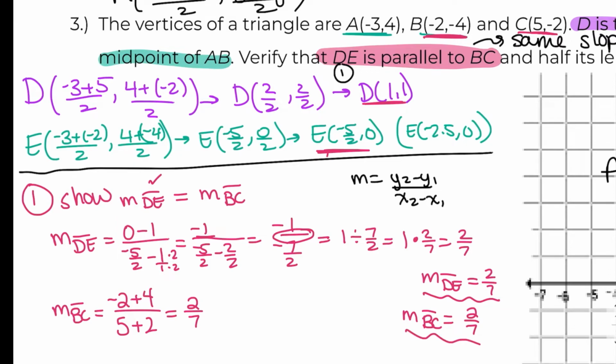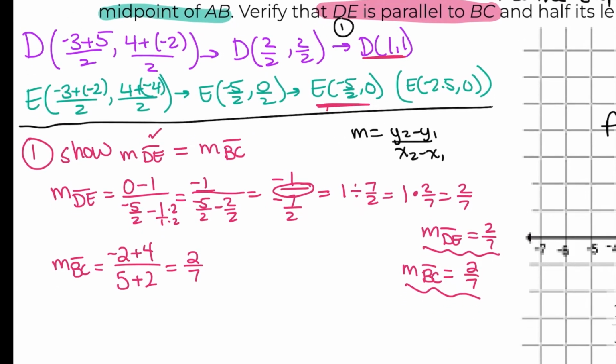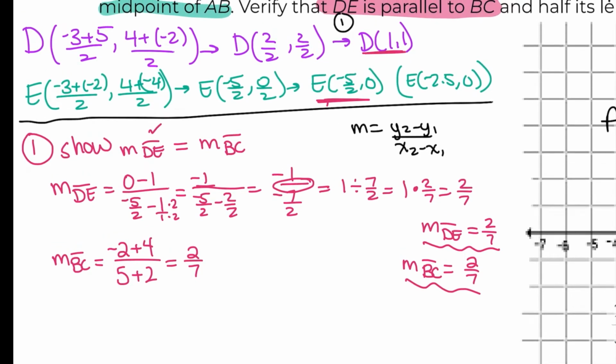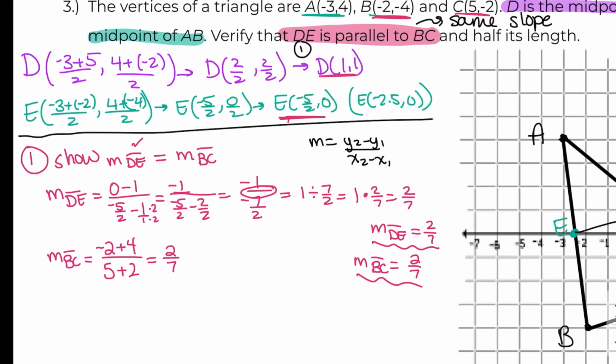Notice how if I was to use -5 over 2 here as -2.5, it would just be a lot harder to see that these are actually the same value. So that's why keeping it as fractions is nice and easy. Okay? All right, so we have verified that DE is parallel to BC. We'll write our concluding statement once we also verify that DE is half the length of BC.